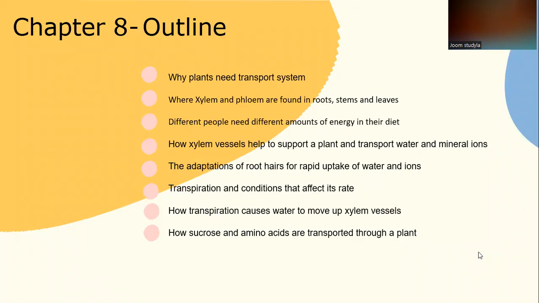In this chapter, you will find out why plants need a transport system, and where xylem and phloem are found in the root, stem, and leaves. How xylem vessels help to support the plant and transport water and mineral ions, the adaptations of root hairs for rapid uptake of water and ions, transpiration and the conditions that affect its rate, and how transpiration causes water to move up xylem vessels, and how sucrose and amino acids are transported through a plant.